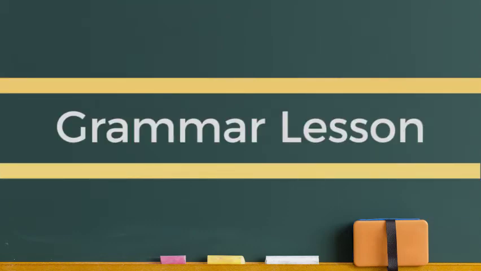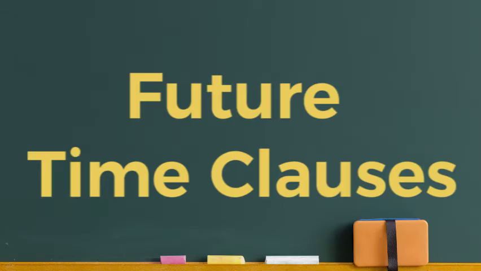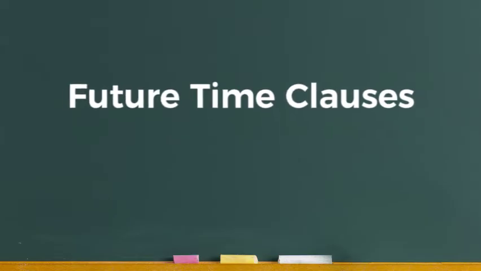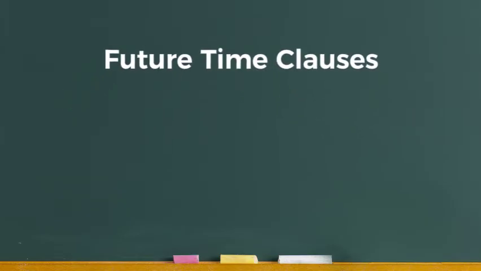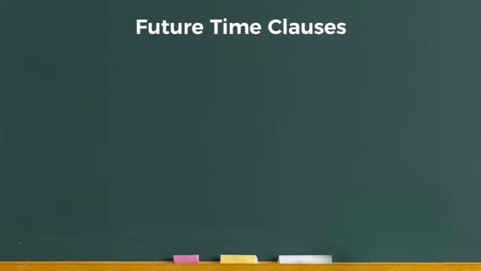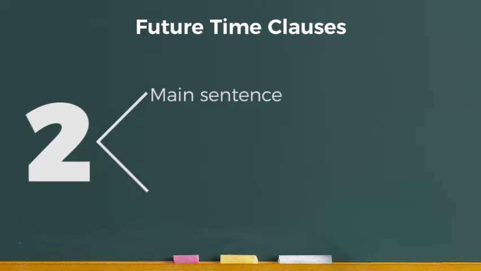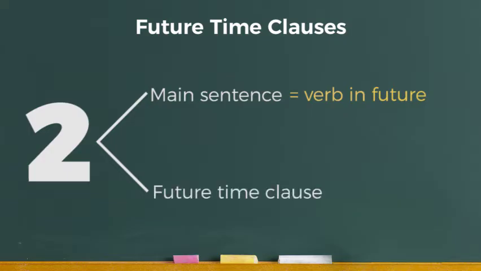This time we're going to focus on future time clauses. Let's start. Before we start with the time clauses, I would like to point out that future time clauses have two parts. Like any other sentence where you use a clause, we have the main sentence, which needs a verb in future. And then we have the future time clause. And this clause uses a verb in present simple.